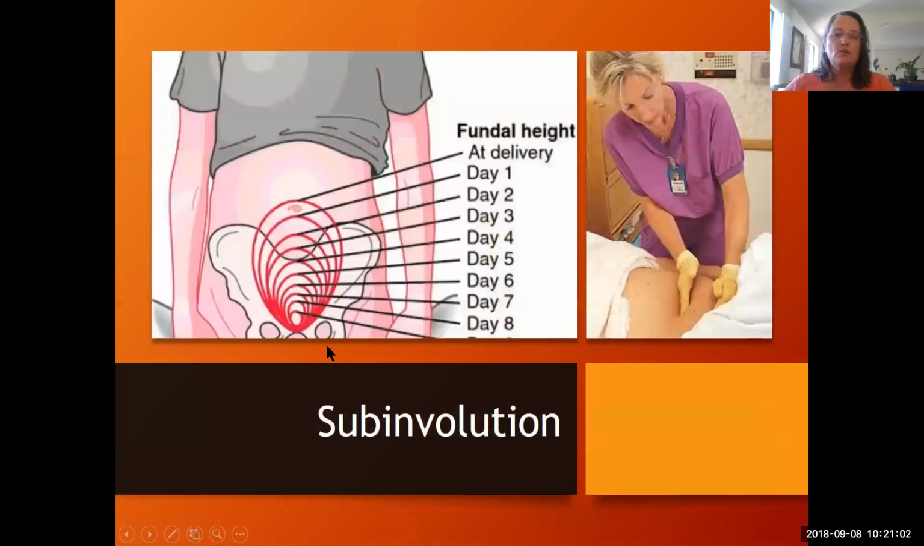And here's another picture. I brought that picture up a little bit closer so that you're able to see how this should happen. About day 8, really we should be back down into the pelvis, and it should be difficult to feel. And here you can see this woman is putting pressure, holding the uterus down below while measuring where that fundus is.